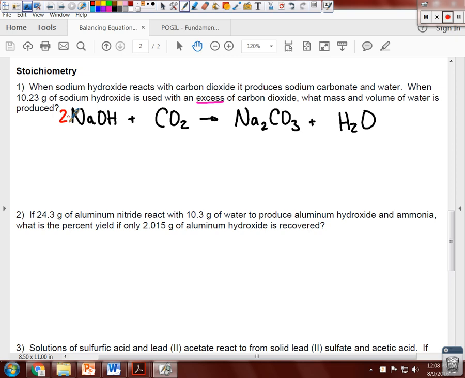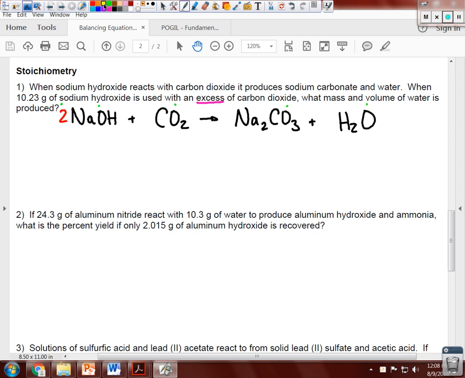All right, let's do the easy one first. Our hydrogen's balanced. 2 and 2, right? Oxygens. I'm going to just do it right here. I got 2 oxygens here, I got 2 oxygens here, so that's a total of 4. I got 3 oxygens here plus 1 oxygen there, so a total of 4. So it is balanced. Okay, cool with that?